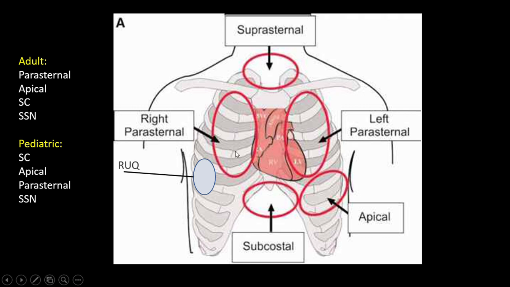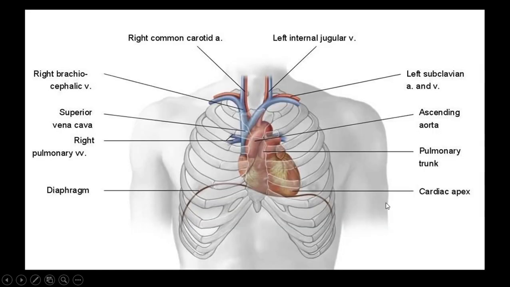For that reason, we can sometimes use right parasternal, right upper quadrant, and we use liver as an acoustic window, especially when we don't have very good IVC and aorta in subcostal. Or even sometimes, based on the patient and situation, rarely we can scan the patient from behind, from the back. But we are not going to talk about those other acoustic windows in this presentation.